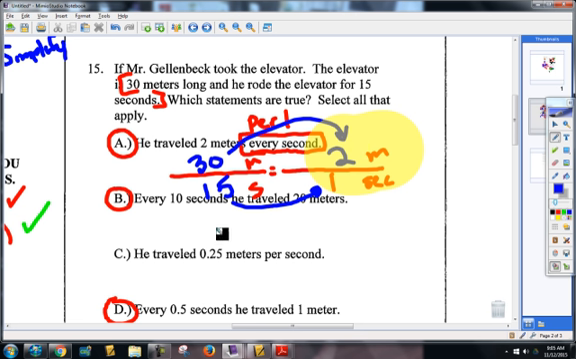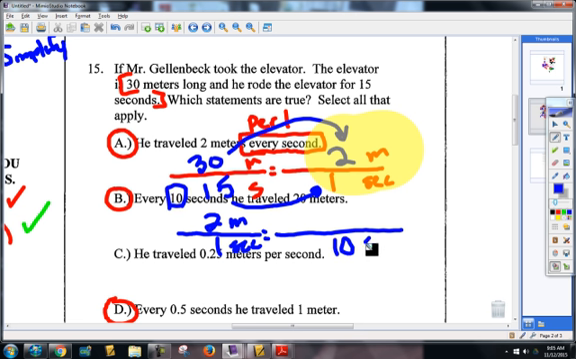Letter B. Okay, now this one, now that I know the unit rate, this is pretty easy. Look at this. I know that the unit rate is 2 meters every 1 second. So now I'm looking at it going, well, how far would he travel in 10 seconds? Well, times 10, times 10. Would that be 20 meters? Yes. So I just proved that one.